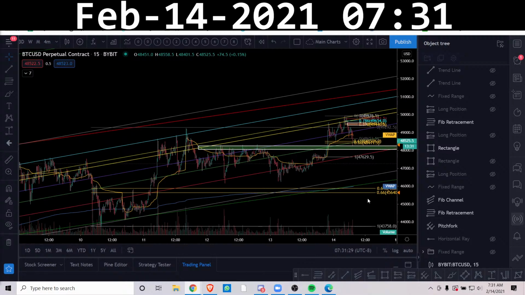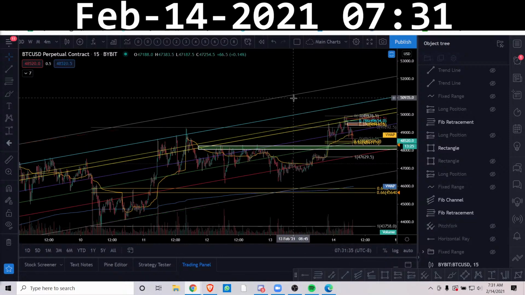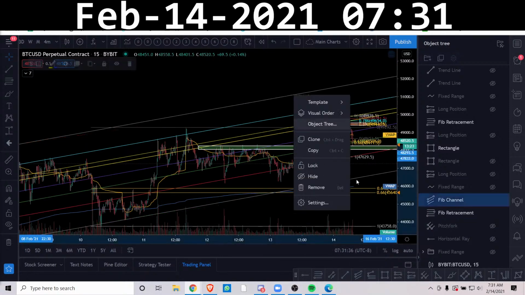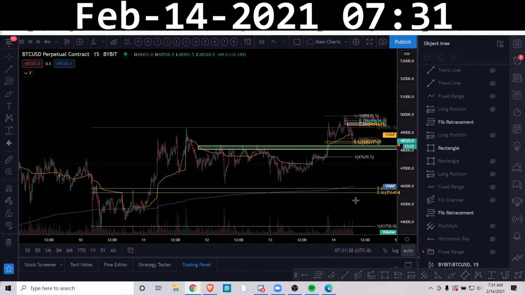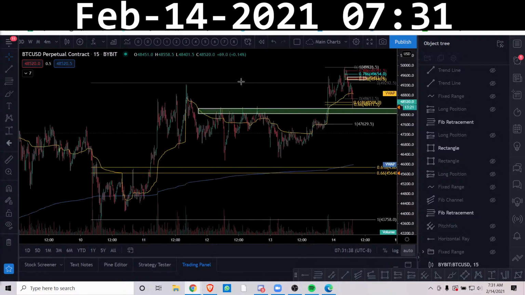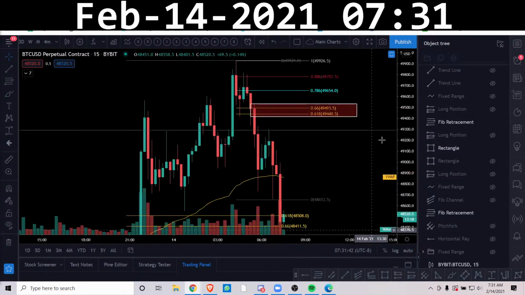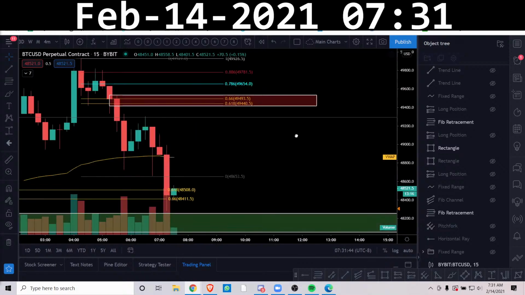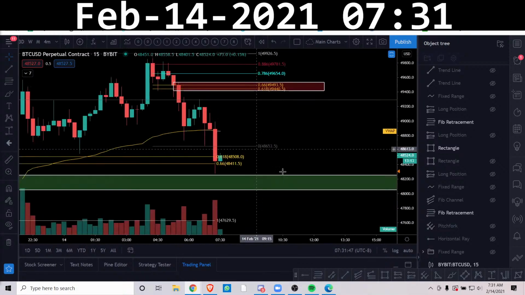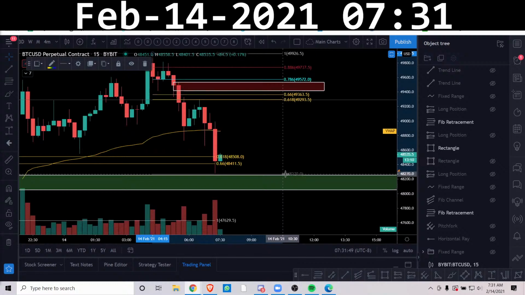So I'm gonna zoom back in here. I'm gonna take this fib channel off real quick. Wait, no, that was the pitchfork. I'm gonna take the fib channel off. I'm gonna take this off here because this is not the correct fib pull anymore. It's actually here. This is the correct fib pull.